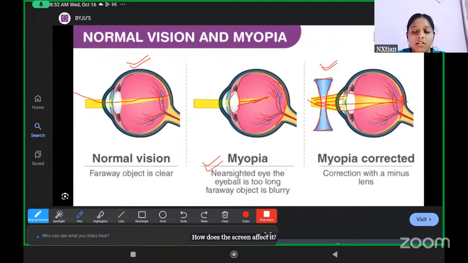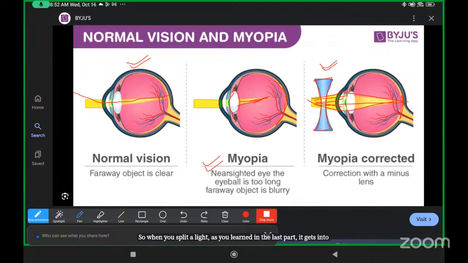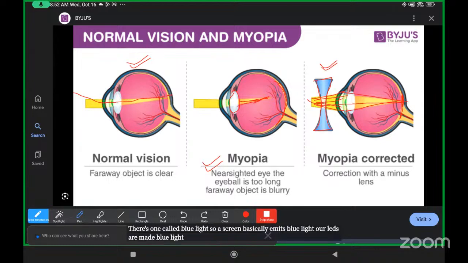Yes, Abraham. Listen to me. The screen contains something called blue light. Blue light is harmful for our eyes. When you split a light, as we learned in the last class, it splits into different colors. So there is one called blue light. A screen basically emits blue light. Our LEDs emit blue light.